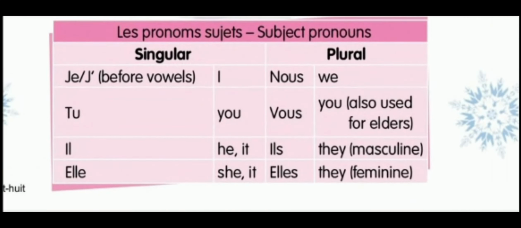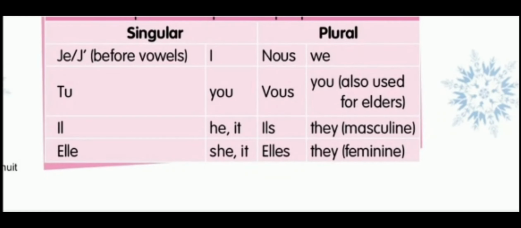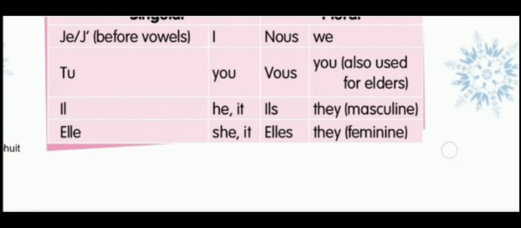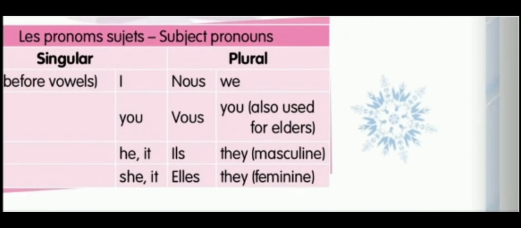In the singular we have je or j apostrophe, which is only used before vowels such as a, e, i, o, u and silent h and y as well. In French we have y also as the vowel sometimes. Now je or j apostrophe is for I, tu is for you, il is for he or it can be used as it, elle is for she or it can also be used as it.